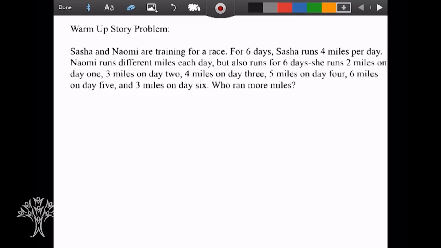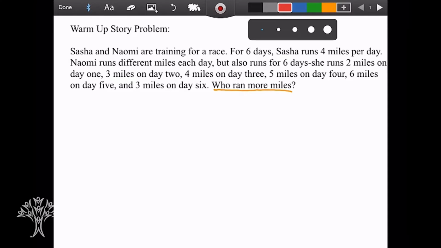Who ran more miles? There's a lot of information in this problem. So what I always like to think about is, what is the question? What is the story problem asking you to solve? So can you think about that for a moment? So the question is, who ran more miles? So we're going to have to figure out how many miles Sasha ran and how many miles Naomi ran and compare those numbers. So let's try to pick out some important information and circle it or underline it.